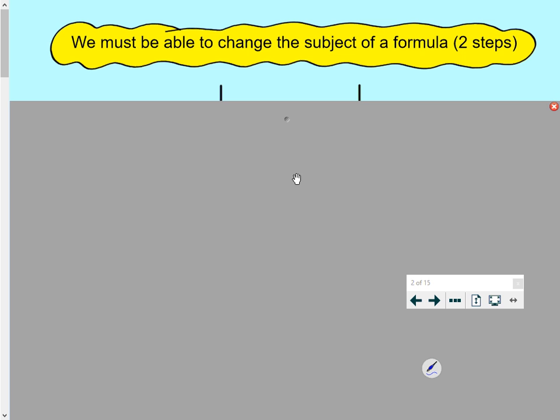So in this video, we're going to take a look at changing the subject, and we're going to start with two step ones. Now, to get the most out of this video, you need to make sure that you are paying attention when I'm going through the ones on the left-hand side, and more importantly, you are pausing the video and you're taking the time to answer the questions on the right-hand side, and then pressing play to see how you get on. That's how you're going to get the most out of this video.